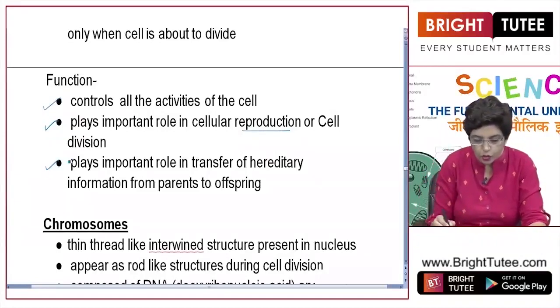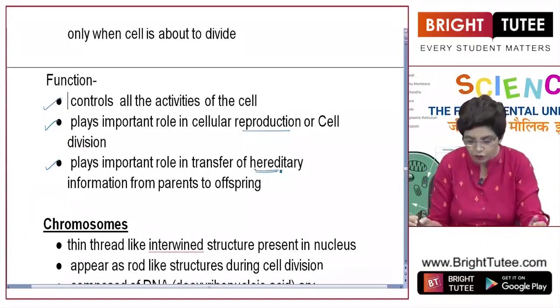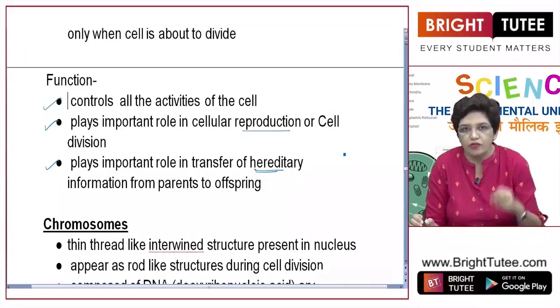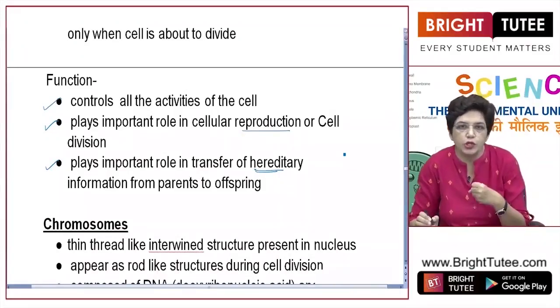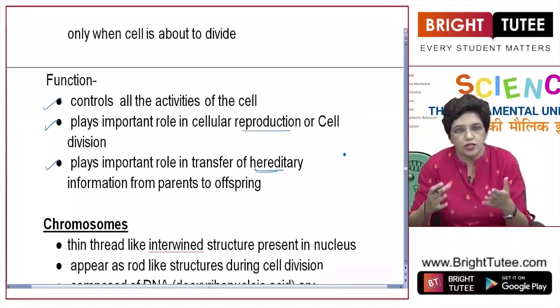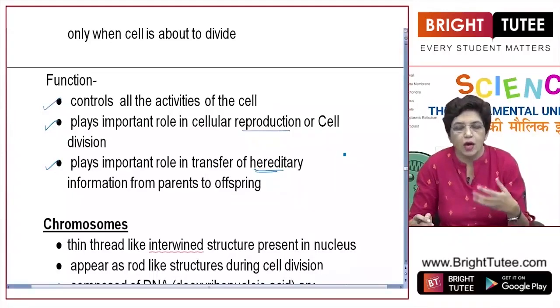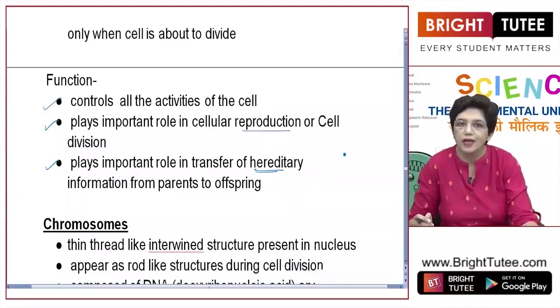Next, it plays an important role in the transfer of hereditary information from parents to offspring. I just told you there are chromosomes inside the nucleus, and these chromosomes are made up of DNA. This DNA contains the genes which have the hereditary information. So once the cell divides into two, the information about how to grow, how to divide, how to function is passed on to the next generation through the nucleus.